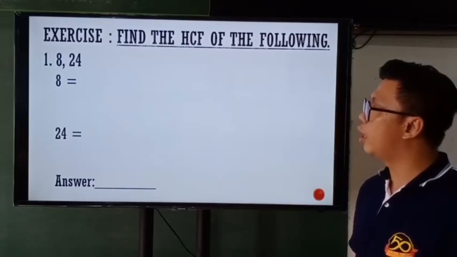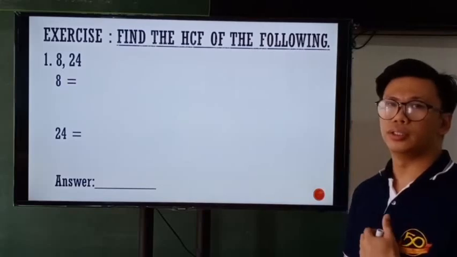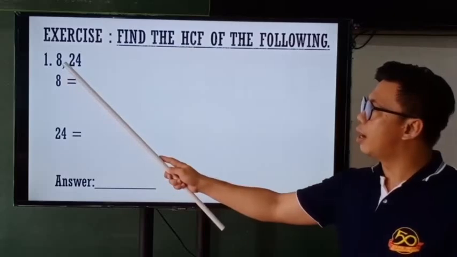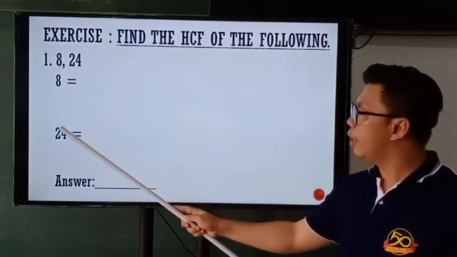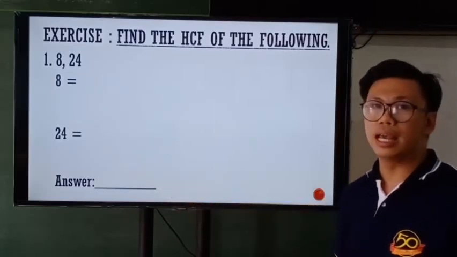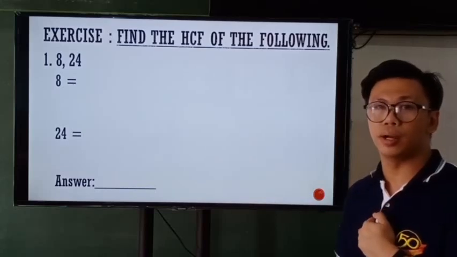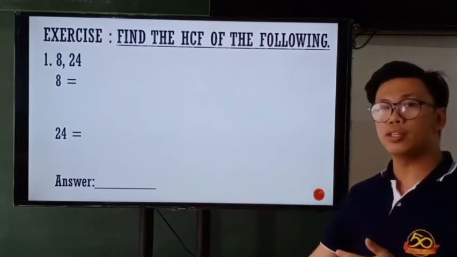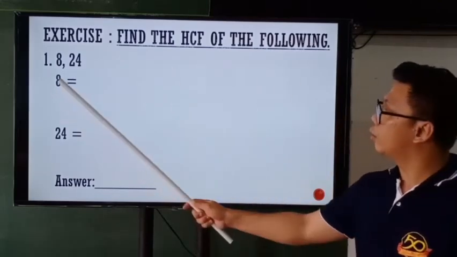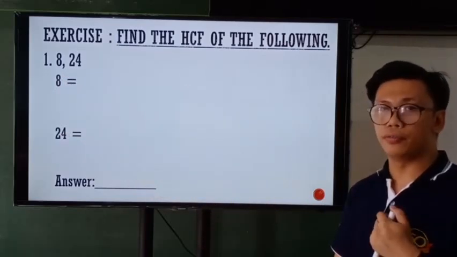So we have number 1, we have 8 and 24. First method: we will first get the factor of 8 and 24. After getting the factor of 8 and 24, list the numbers in ascending order. What is ascending order? That is from smallest number to the largest number. After getting the factor of 8 and 24, write all the common factors.